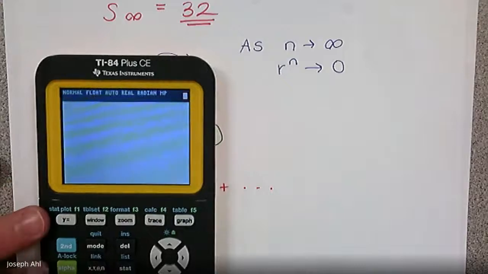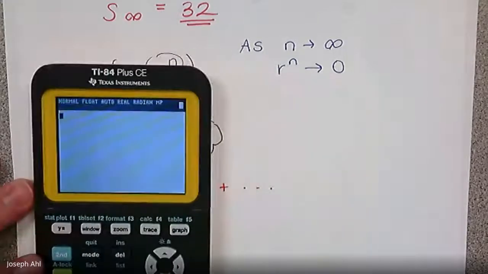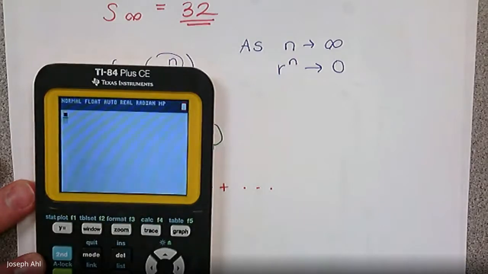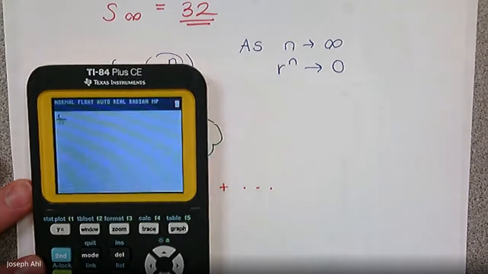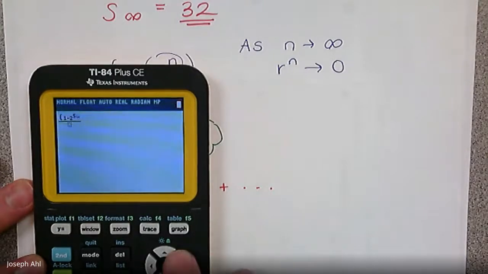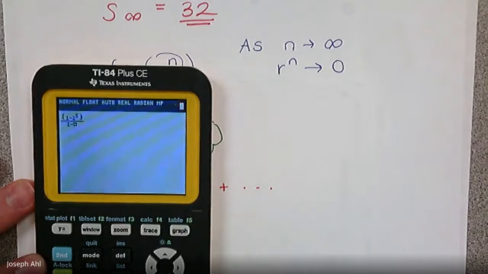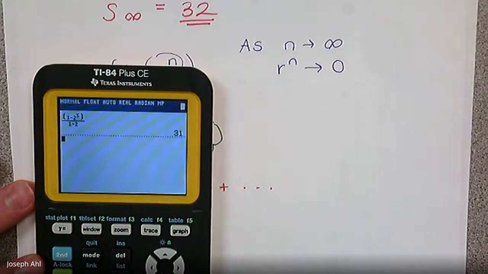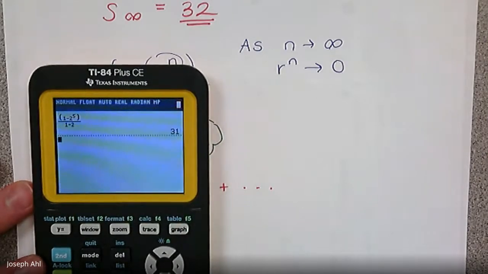Let's find S sub 5 first. The first term in the list is 1, so the numerator is going to be 1 times 1 minus r to the n, so that's 2 to the 5th power if I want 5 terms, over 1 minus 2, and that turns out to be 31 here. Okay, so that's what we had before.